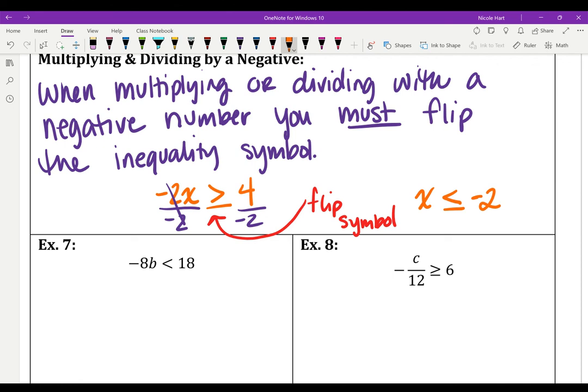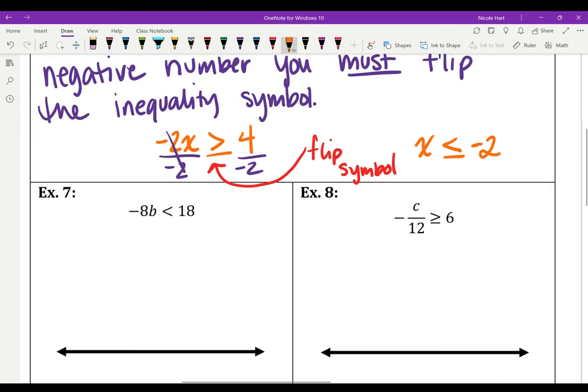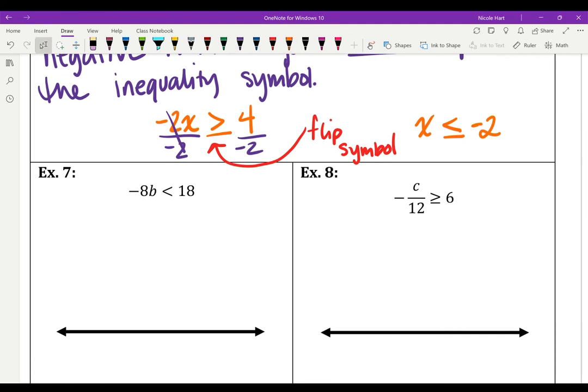Okay, so if we look at some examples, here we have negative 8b is less than 18. And I do apologize, I think that is a typo. I believe that's supposed to be 16. It should be 16 on your paper. So negative 8b is less than 16.